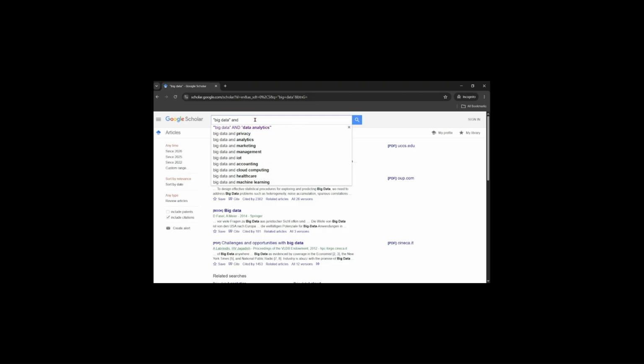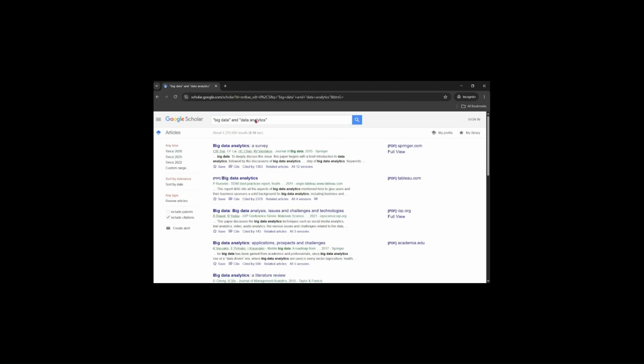For this example, we use data analytics. Our search is now big data AND data analytics. The AND operator tells Google Scholar that we want results related to both big data and data analytics. This makes the search more specific because we are no longer looking for general big data research. Instead, we are focusing on studies that connect big data with data analytics.